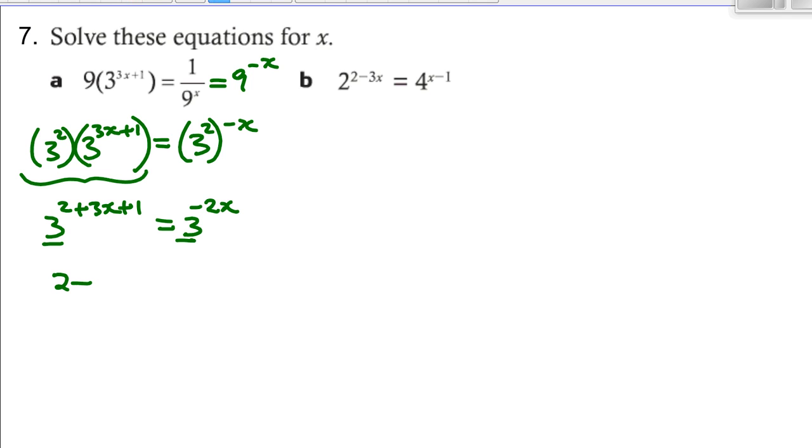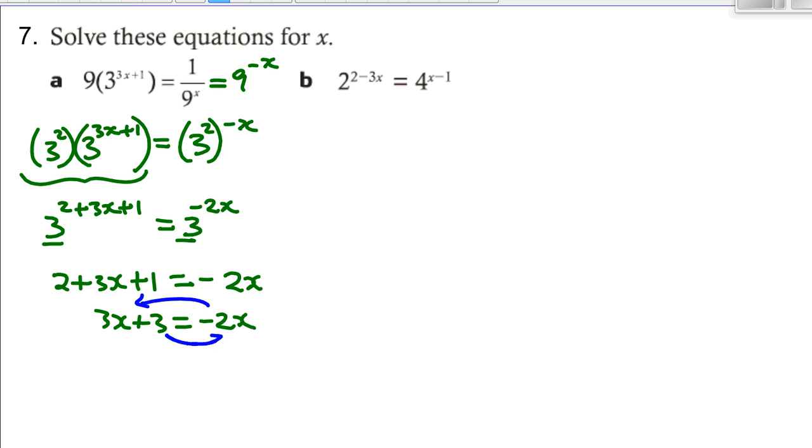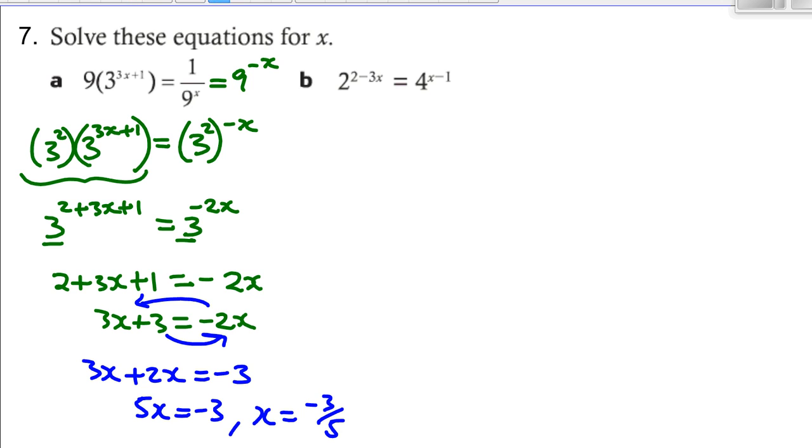So 2 plus 3x plus 1 will be equal to negative 2x. I can simplify the left hand side, so 3x plus 3 is equal to negative 2x. And then what I can do here is bring this to the left and move this to the right. So I'll have 3x plus 2x is equal to negative 3. 5x is equal to negative 3, which means x will be equal to negative 3 over 5.